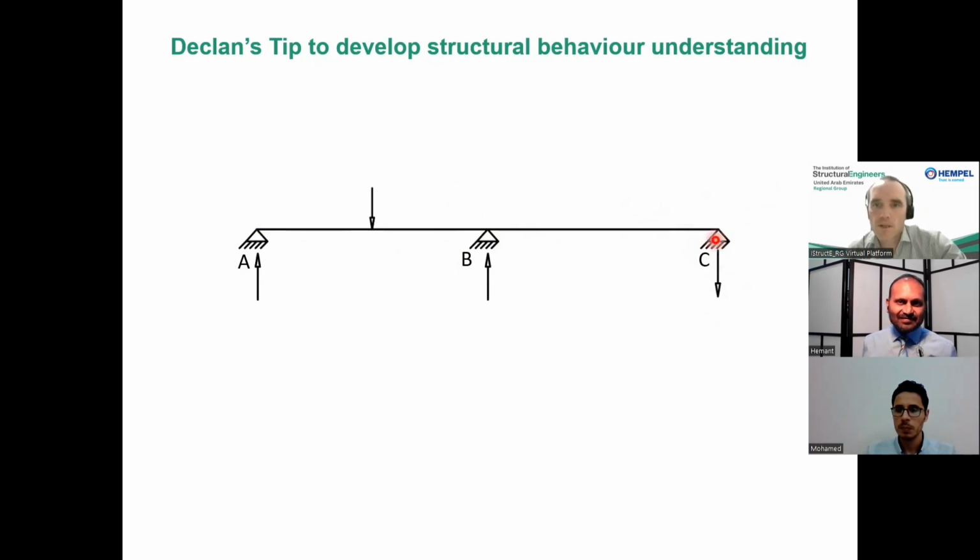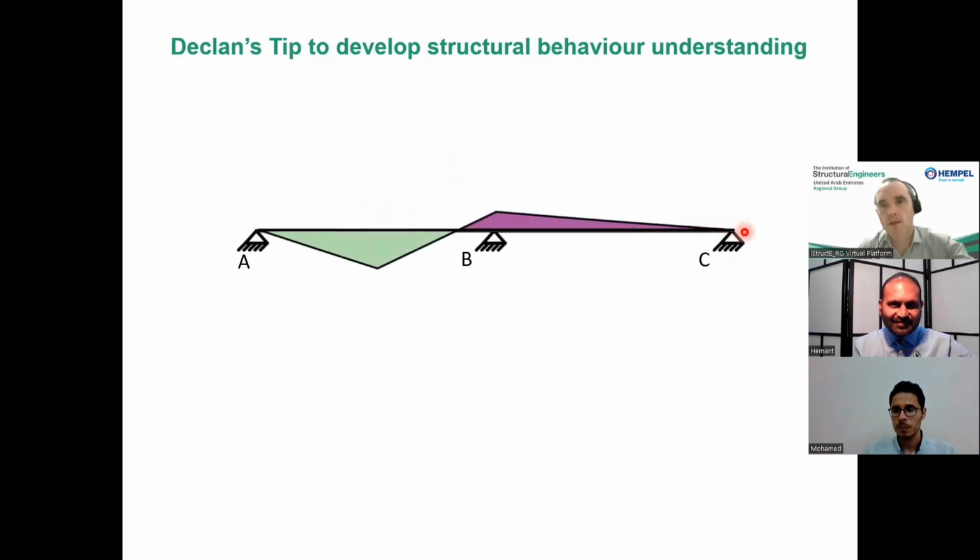So now we know that the reaction at C is downwards, A and B are upwards, and we know the action on the beam. So we can now start to visualize the bending moment and the deflected shape. So with the bending moment, you start at this point here, and you know that because we had to push the top of the beam down, you're going to get tension on the top of the beam. So the bending moment starts moving up in a linear line across here to the support.